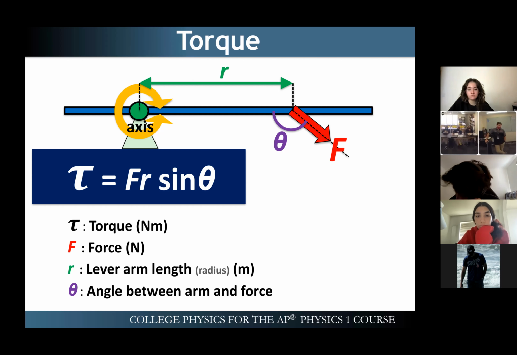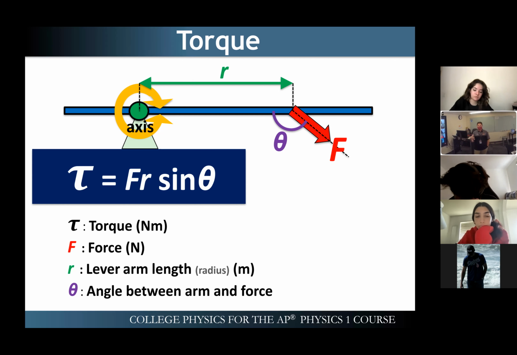Torque is a vector. So it has a magnitude and it has a direction. And its magnitude is going to be calculated using this formula. How much torque am I creating by using this force at this distance and this angle? What's the torque I can create? And torque generates rotational motion. So torque is an application of force to create rotational motion.